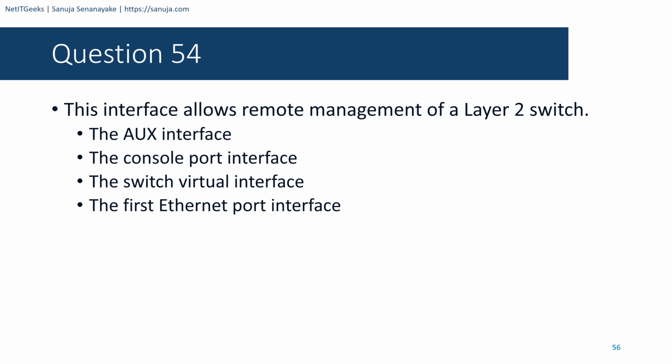Question 54. This interface allows remote management of a layer 2 switch. Come on guys, I have hammered this into your head for the last couple of minutes on multiple different questions that Cisco could ask with respect to their Cisco layer 2 switch remote management interfaces. The options here are the aux interface, the console port interface, the switch virtual interface, and the FastEthernet port interface. You should know this answer right away. We discussed this multiple times.